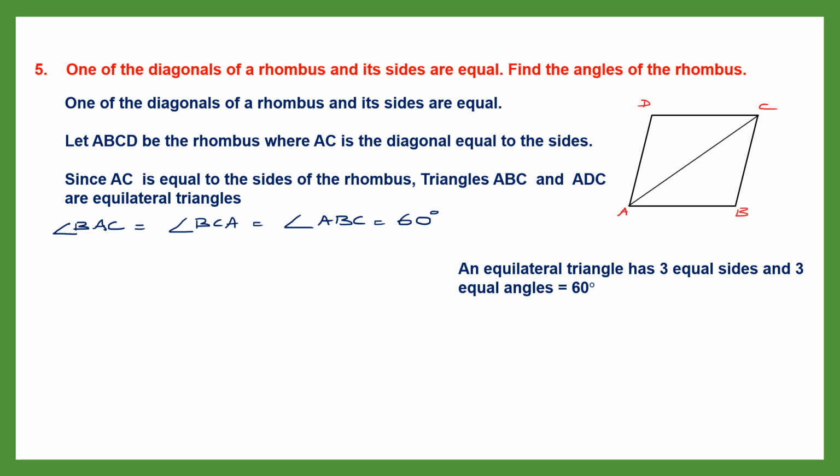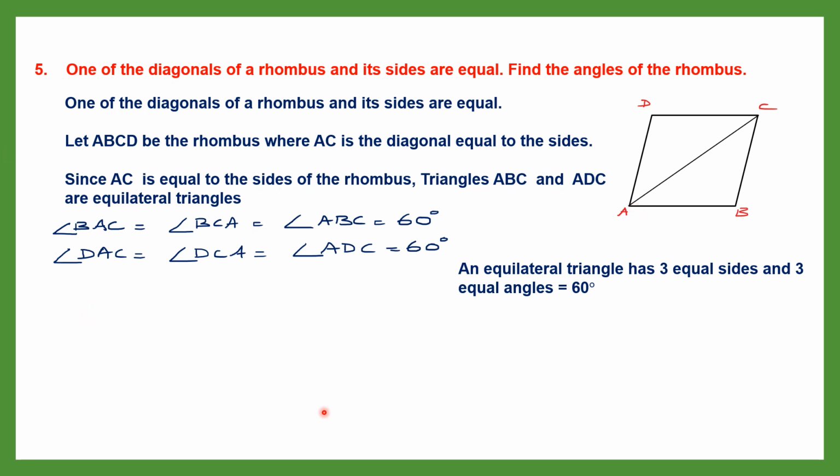So we have this. Similarly, from the other equilateral triangle we can say angle DAC is equal to angle DCA is equal to angle ADC, and they're also equal to 60 degrees each. So now that we know the angles of the equilateral triangle, we're going to find the angles of the rhombus.